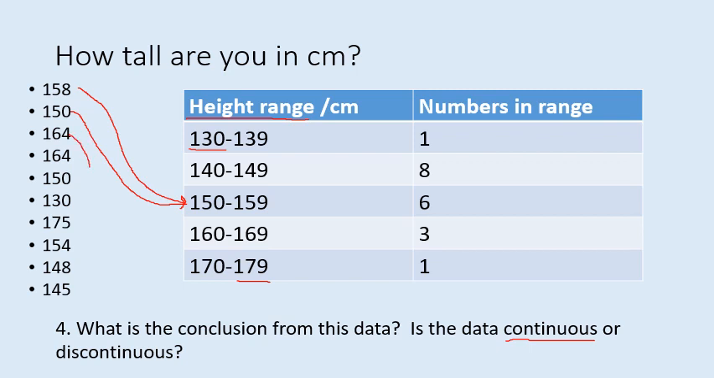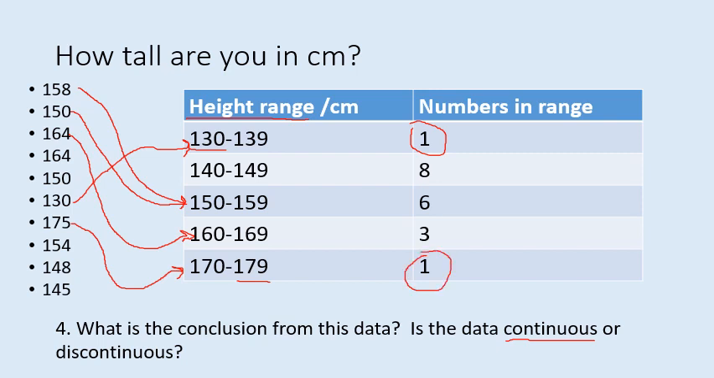164 would have been down in this category here. Okay, and then there would have been one person, for example, who was 175. If we look at that, that's that person there in that category. Okay, and then the 130 to 139 category, that's that person there. So there's only one person in that category.